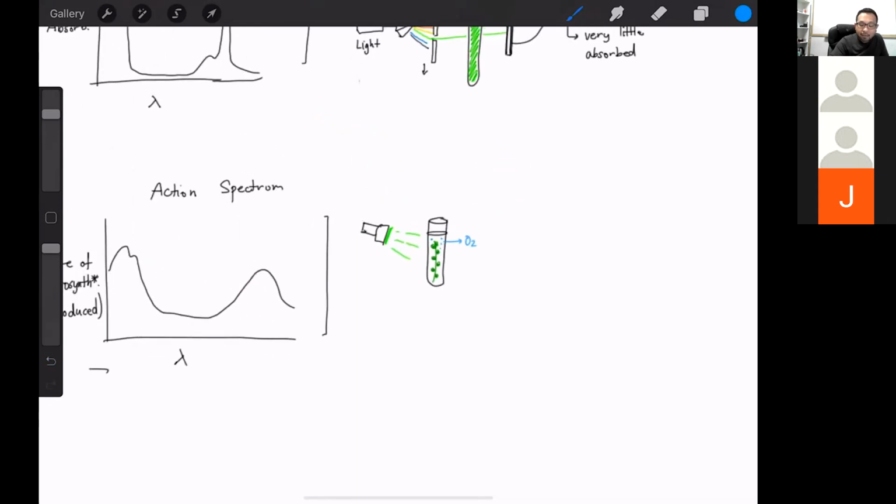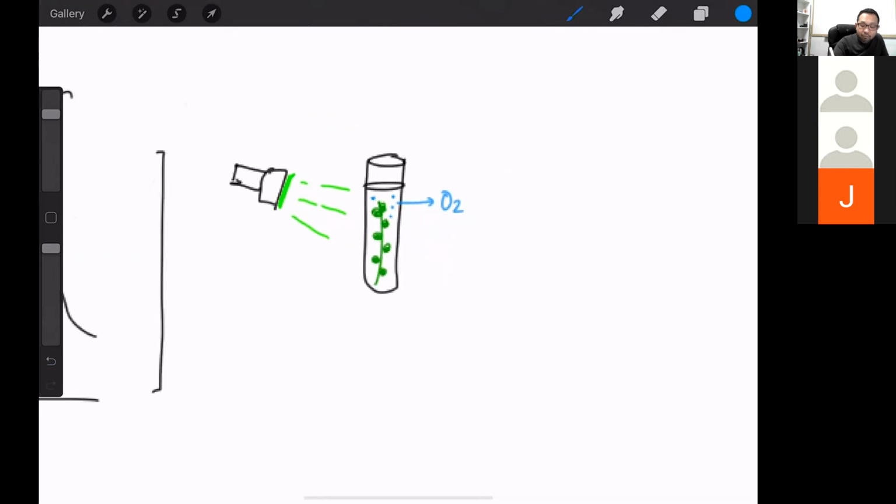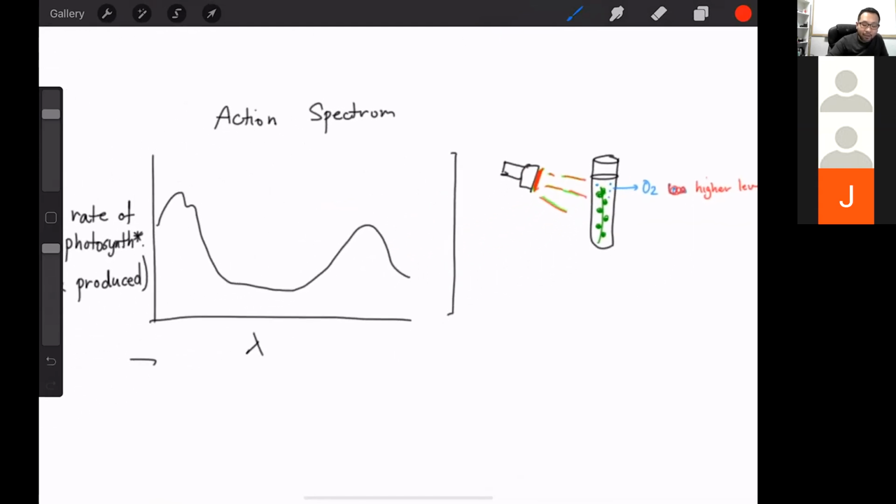Now, because we're using green light, we're probably going to be producing a fairly low amount of oxygen. Whereas if I were to use red light, and I'm always just comparing red and blue, then you would see relatively higher levels of oxygen being produced. And that is going to give you this action spectrum. That makes sense to you guys, right?